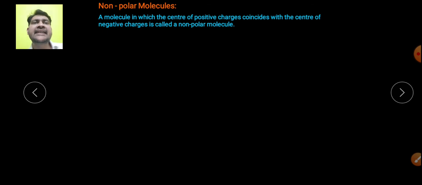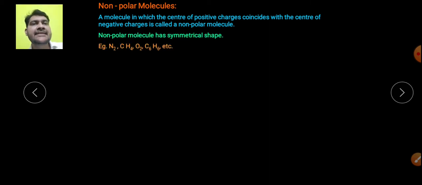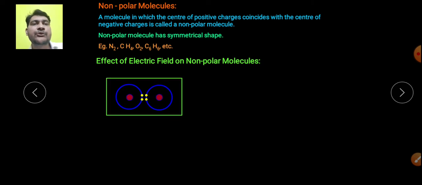Now let us see the case of non-polar molecules. I have already told you that non-polar molecules are those substances in which the center of positive charges coincides with the center of negative charges. So the net electric dipole moment of each molecule is zero. That is because those molecules have symmetrical shapes. Examples: N2, CH4, O2, C6H6. These are examples of non-polar molecules.